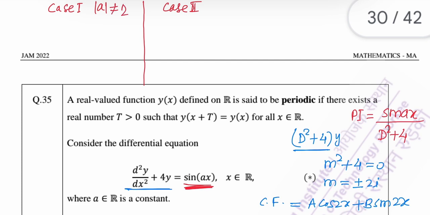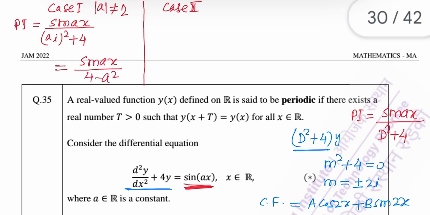When mod a is not equal to 2, then PI will be very easily obtained. For that we write sin ax, and D squared will be replaced by (a i) squared, so here will be (a i) squared plus 4. So our PI in this case will be sin ax by 4 minus a squared.